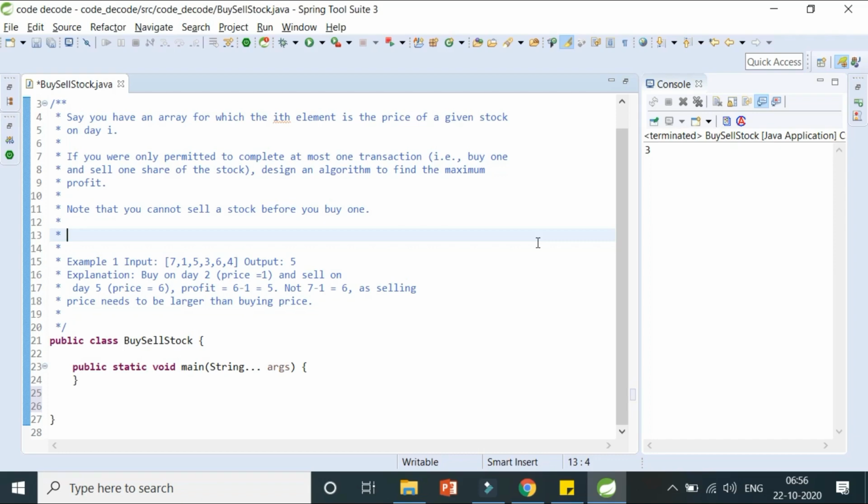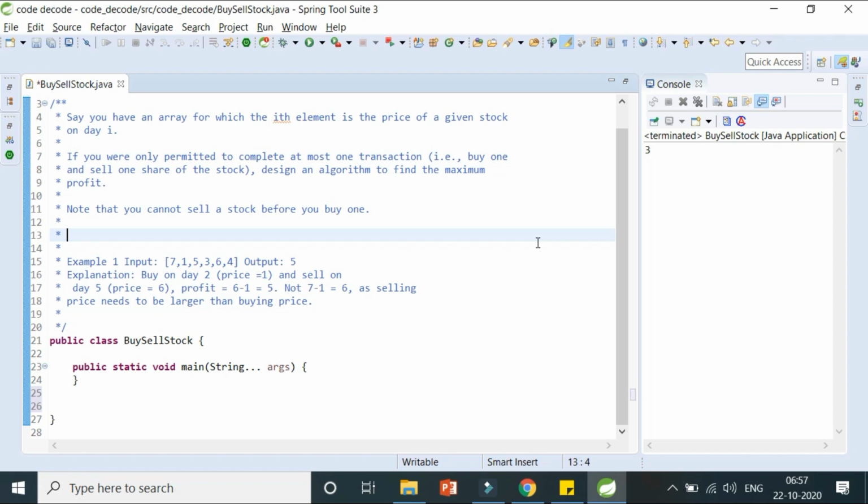So in the last video we discussed the two-sum problem, and in this video we are going to discuss one of the most common coding interview questions, which was even asked in Google, Facebook, Netflix and many other giant MNCs, that is buy and sell stock. So let's get started. Let me first read the question for you.